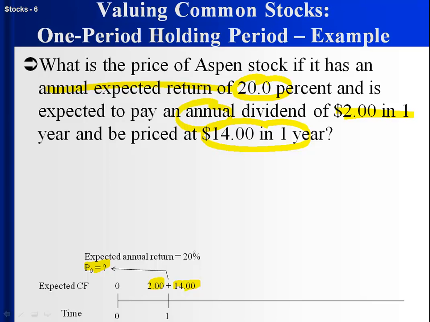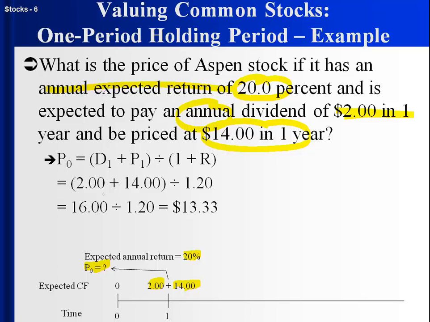so we need the 1 year discount rate, which we're given is 20%. So the answer is simply 16, which is the amount of money that we expect in our pocket in a year, discounted back 1 period. The price of the stock is $13.33.